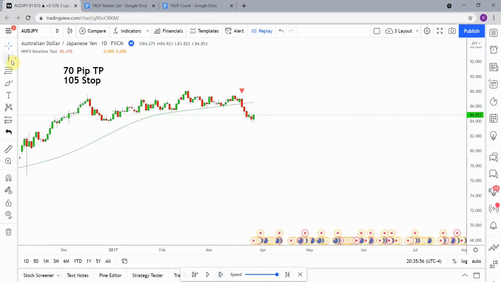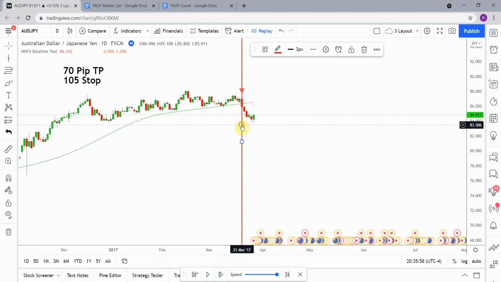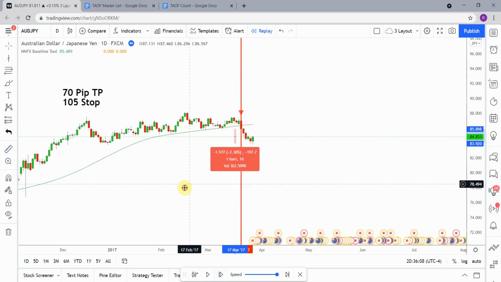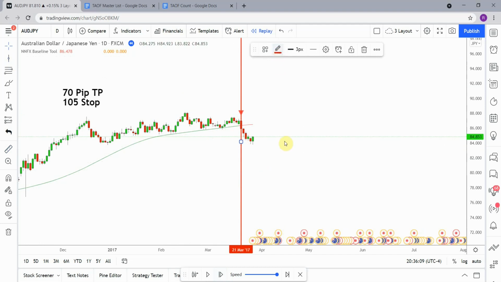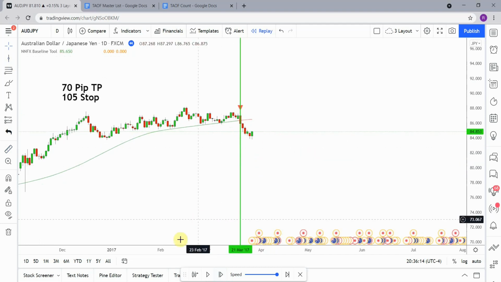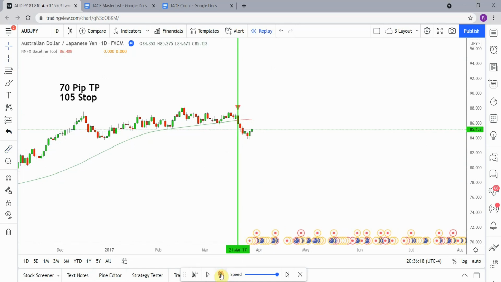Alright, it took a little bit, but we have the first official signal right there. It's going to be a signal to the short side, and it looks like we got to take profit pretty darn easily. We did. First signal, and it was a winner. Let's go ahead and continue on.